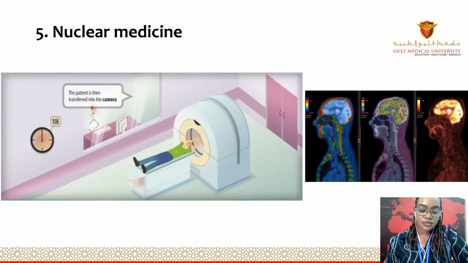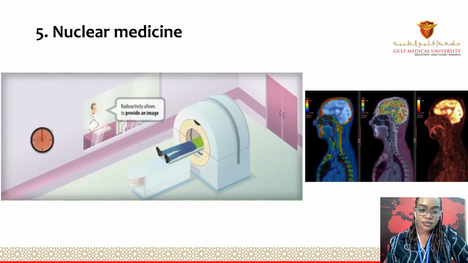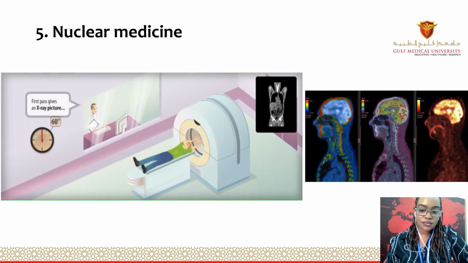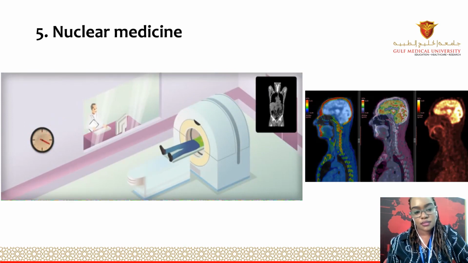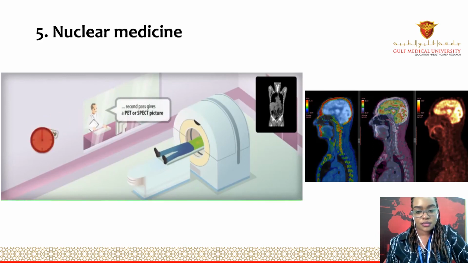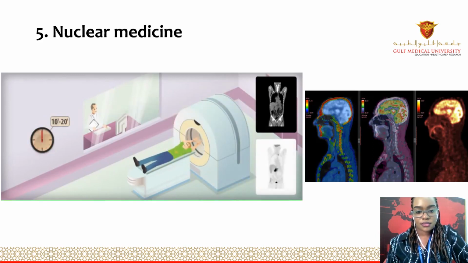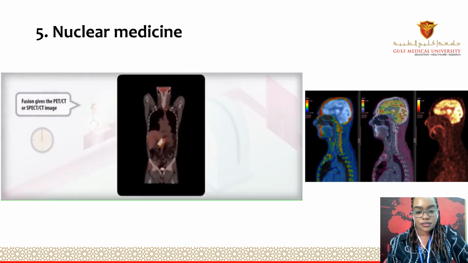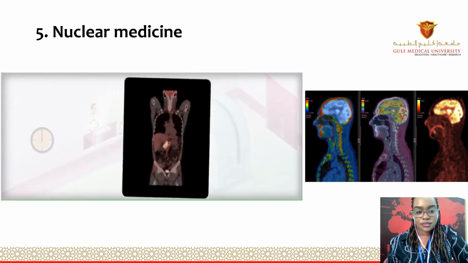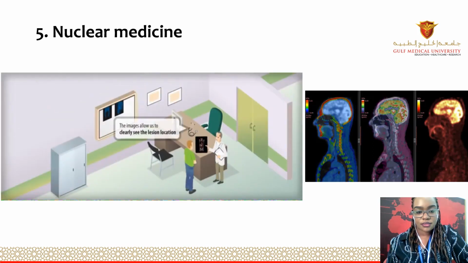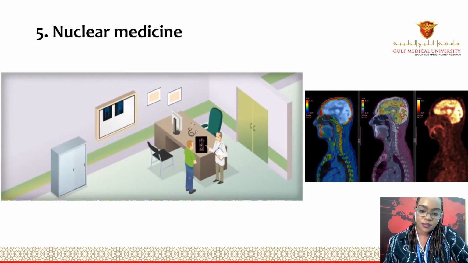The patient is then transferred into the camera. Radioactivity allows us to provide an image. First pass gives an X-ray picture, and second pass gives a PET or SPECT picture. Fusion gives the PET CT or SPECT CT image. The images allow us to clearly see the lesion location. So this is about nuclear medicine.